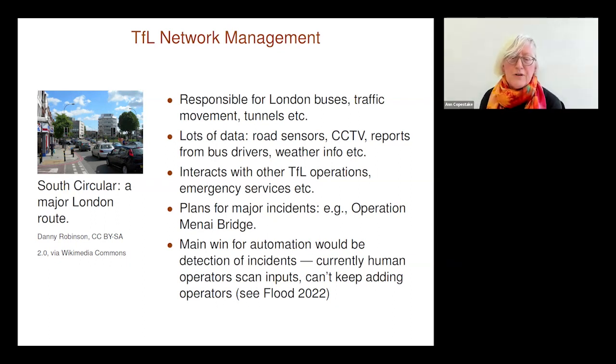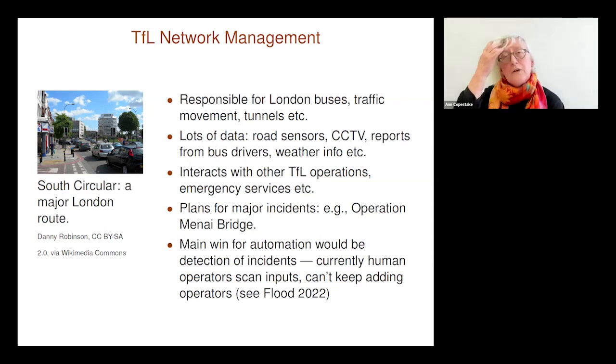And according to this particular article that I cite here, a major win for automation will be detection of incidents automatically. Currently, human operators are scanning all these inputs, and they can't keep on adding operators. Now, the article actually says they can't keep on adding operators because it would be too expensive and there wouldn't be enough physical space for them.